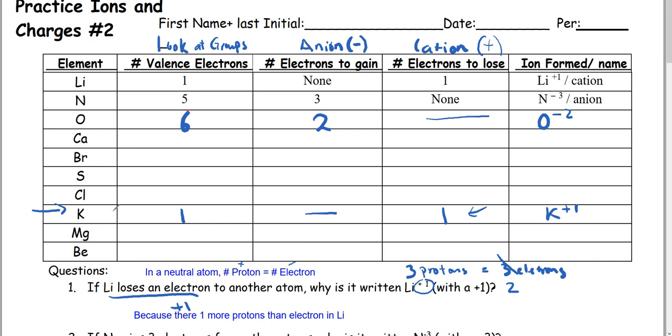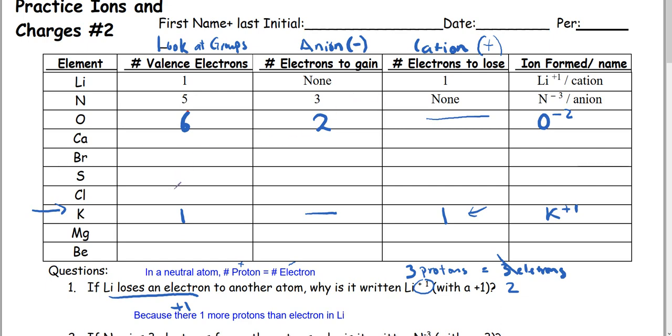We take a look at potassium. It's in group 1, so it will have 1 valence electron. We'll tend to give away that 1 valence electron instead of gaining 7. So you would write potassium as K plus 1. Okay, we do one more.